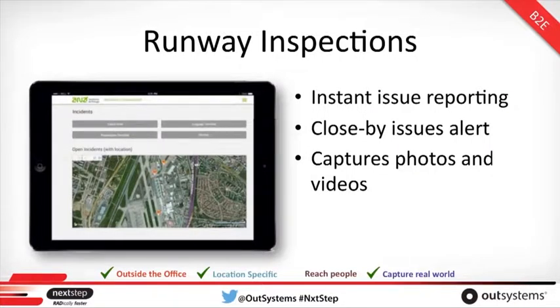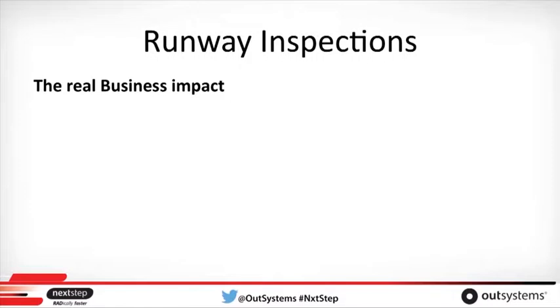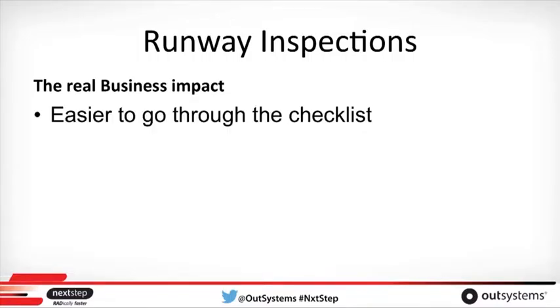Something that I missed here: of course, geolocation. They no longer need to say, okay, the issue is in this kilometer of the runway. No, they just say the issue is here. And the application records the location of the issue. And with this, they can have an overview of the airport and see where the issues are located exactly, to the meter.